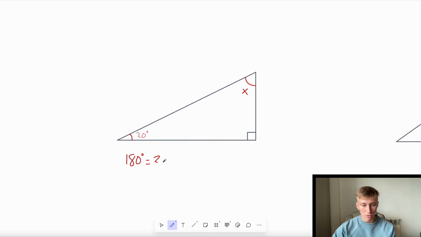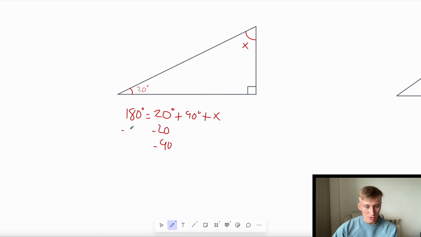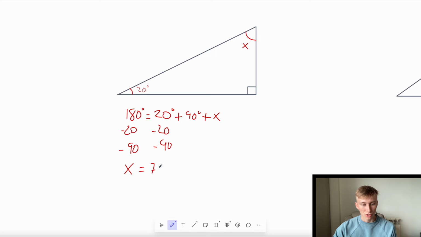So we know that 20 degrees plus the 90 degrees, because that's a right angle, plus X is equal to 180 degrees. So guys, what we need to do now is to get X by itself. The easiest way to get X by itself is minusing 20 degrees from this side and then minusing 90 degrees as well. And then obviously guys, we have to do that on the other side of the equation as well. So minus 20 and minus 90 as well. Then guys, all we're left with is that X is equal to a 70-degree angle. So now we know that X is equal to 70 degrees.